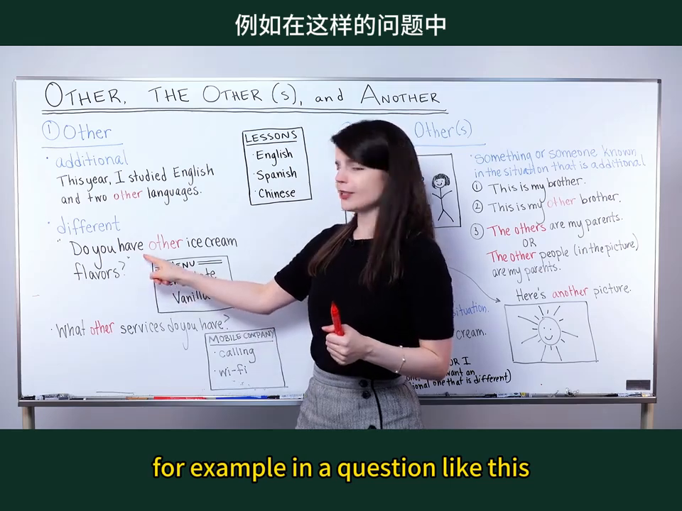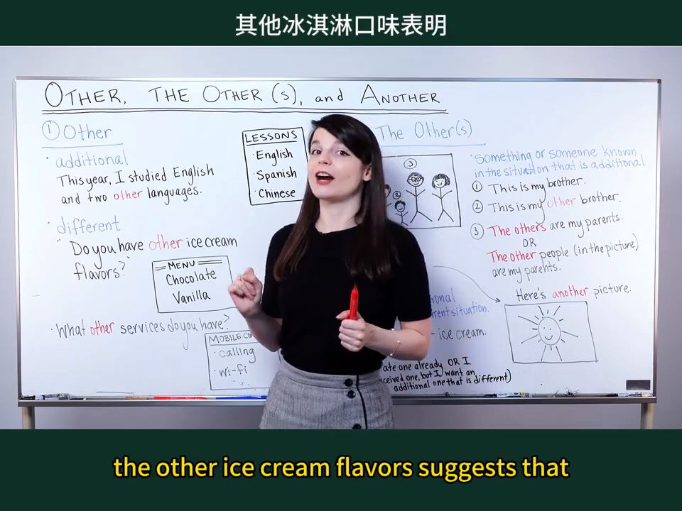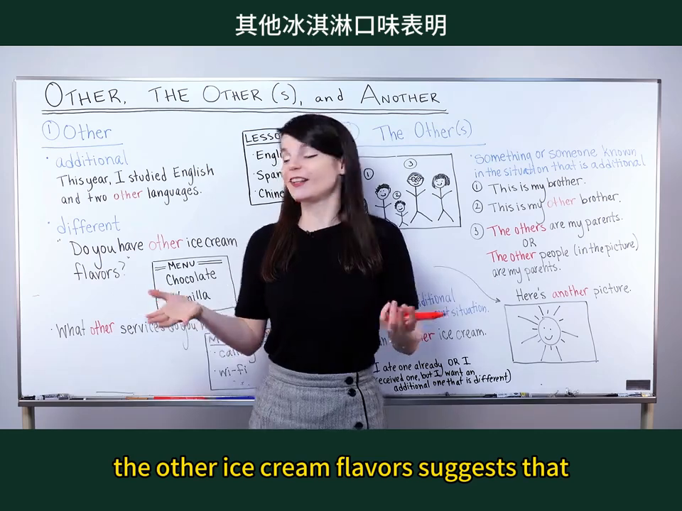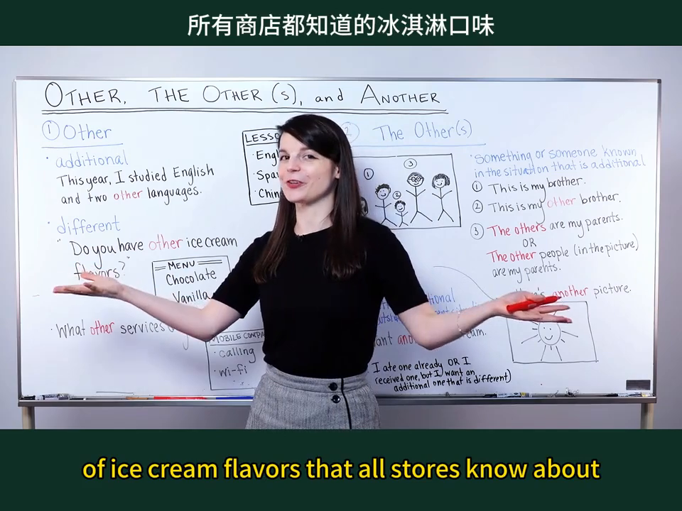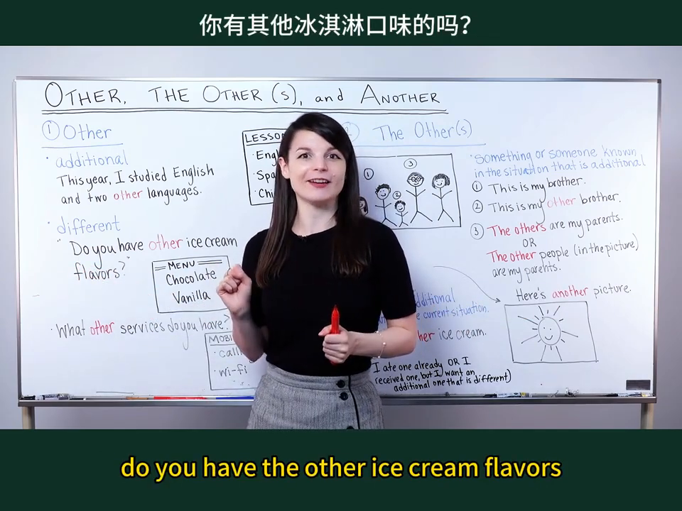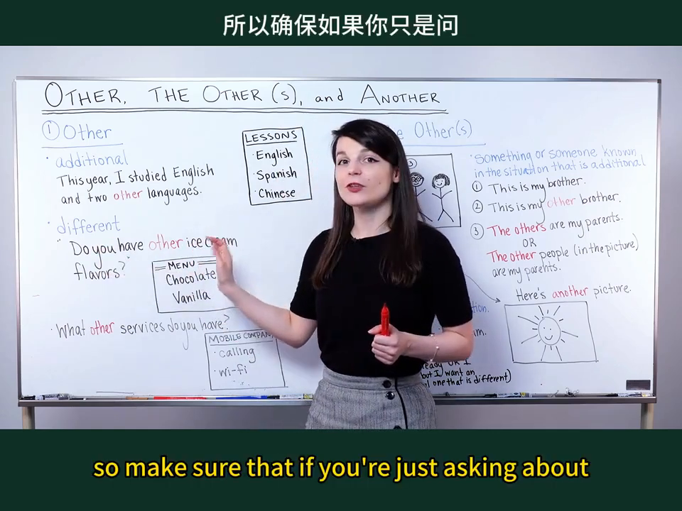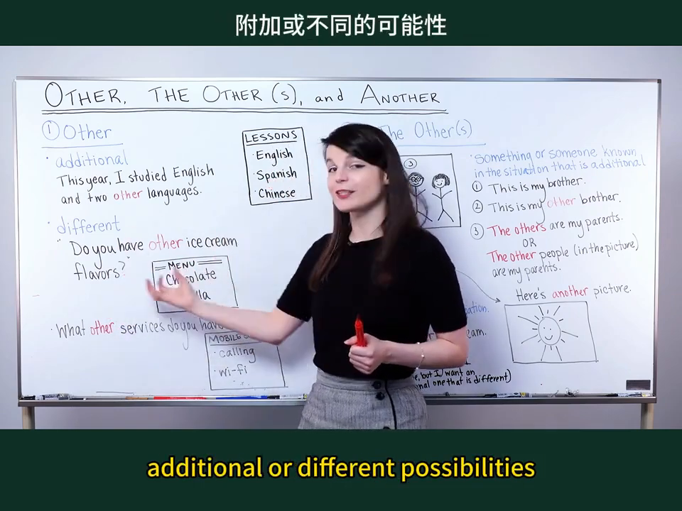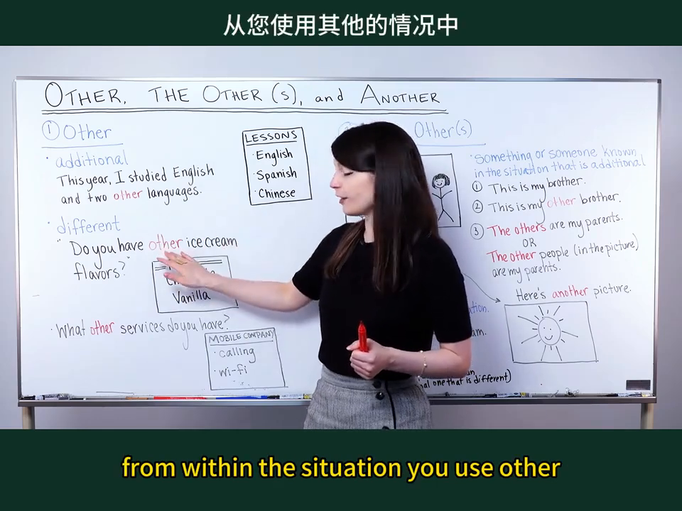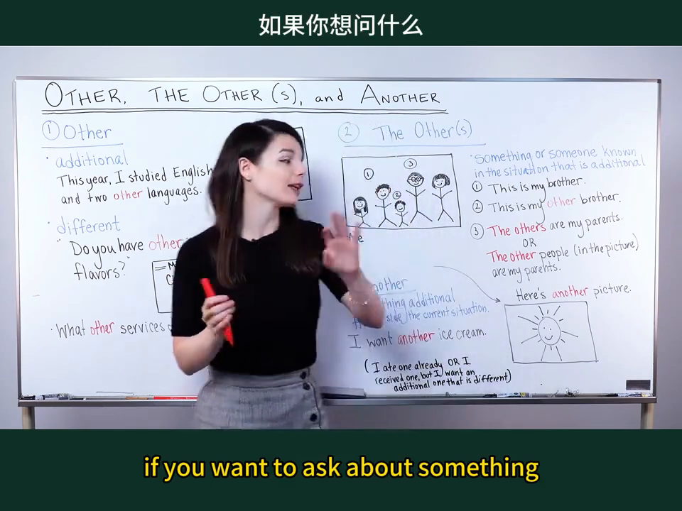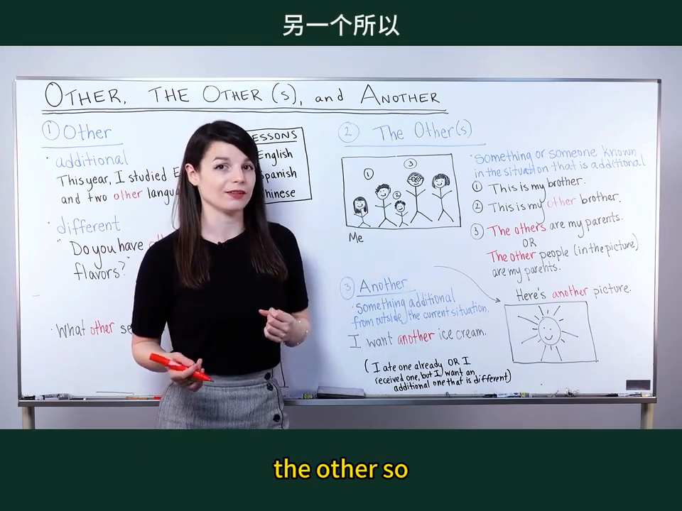For example, in a question like this, do you have the other ice cream flavors? The other ice cream flavors suggests that there's a specific list of ice cream flavors that all stores know about. Do you have the other ice cream flavors? Would not be natural. So make sure that if you're just asking about additional or different possibilities from within the situation, you use other. If you want to ask about something known in the situation, use the other, the other.